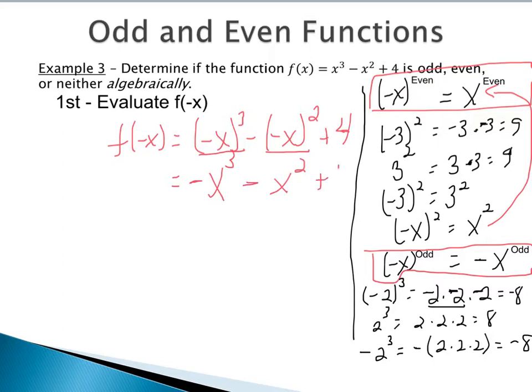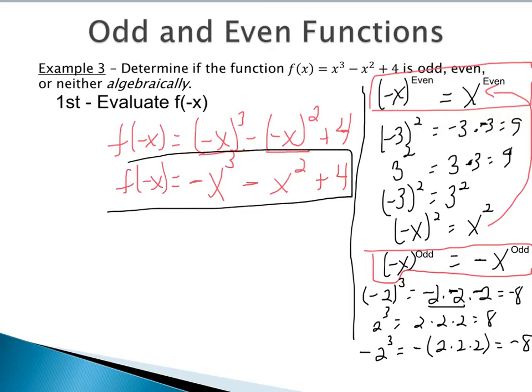And then we're left with plus 4. So we have that f of negative x is equal to negative x to the third minus x squared plus 4. If we can show that f of negative x is equal to f of x, then the function would be even. If we look at our problem, we have negative x to the third minus x squared plus 4. Going back to the original is x to the third minus x squared plus 4.